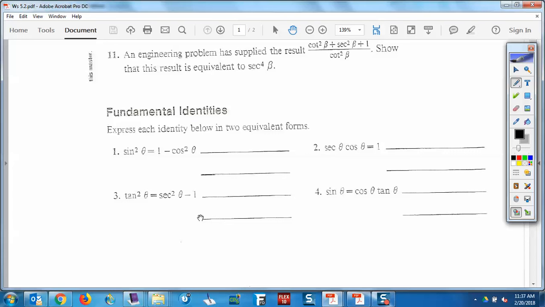You get cosine squared plus sine squared. No, these two. These two. And then we're doing. That was easy. See, I'm a genius.